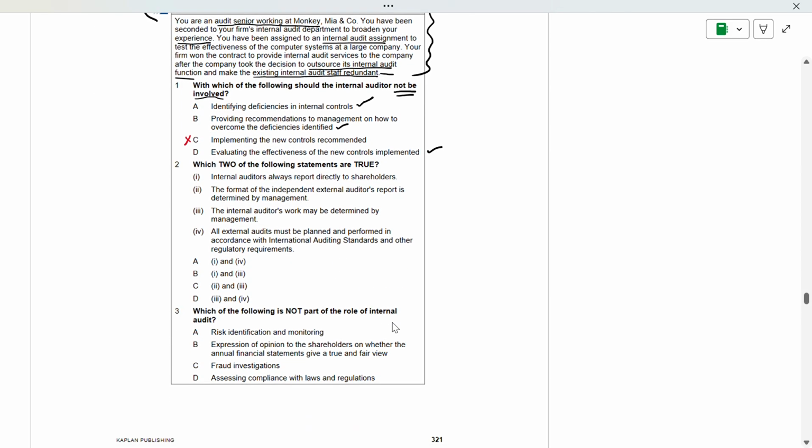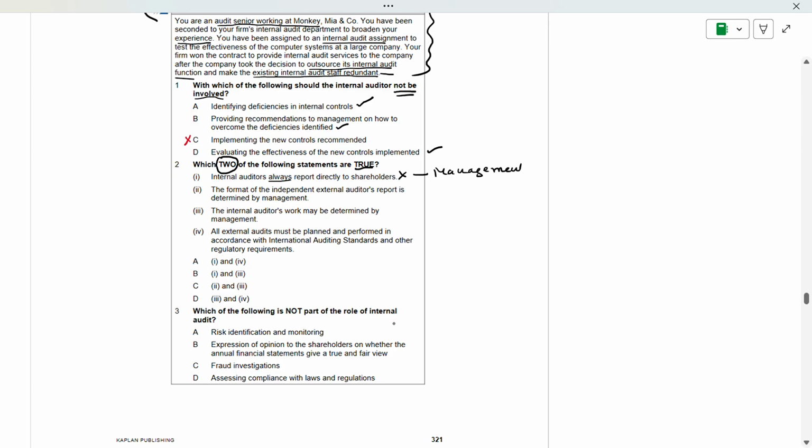Next. Aisha, tell me, which two of the following are true? Internal auditors always report directly to shareholders. Not always. They will report to management. Then whom will they report to? They will report to management.